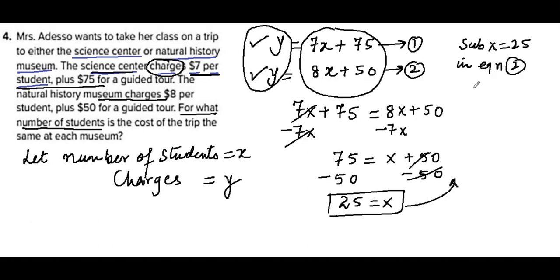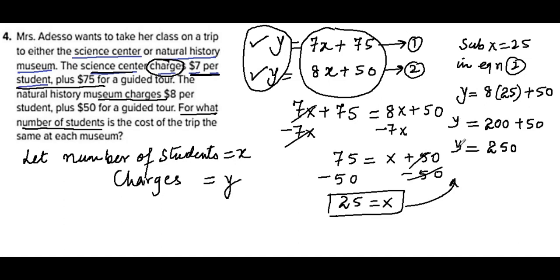Your choice, an equation you can take. So y equal to 8 times x plus 50, with x being 25. 25 into 8 is 200, plus 50, so y is $250. This is the cost of the trip.